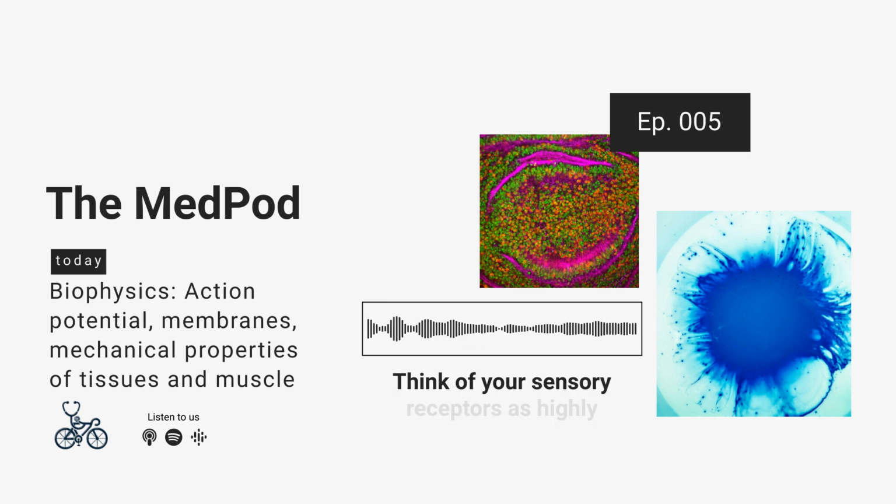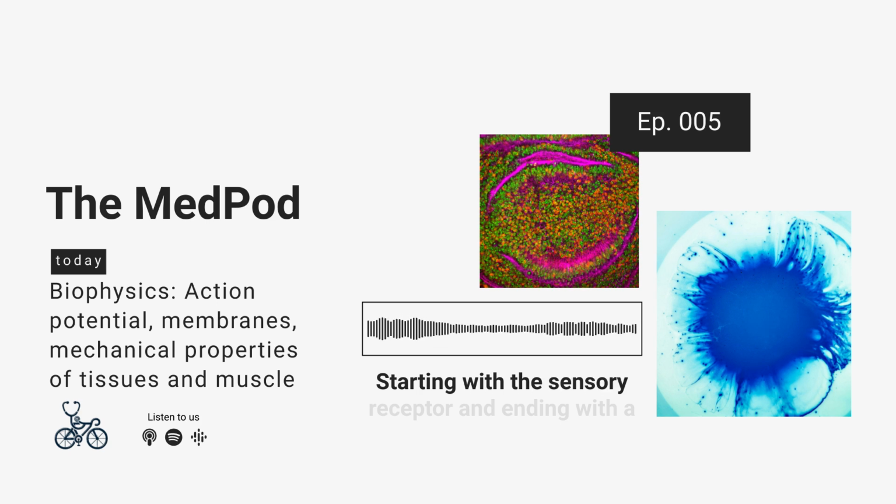Think of your sensory receptors as highly specialized antennas, each tuned to a specific type of stimulus. Light, sound, pressure, chemicals, you name it. When a stimulus is strong enough to activate a receptor, it triggers a cascade of events that leads to the generation of an action potential in a nearby nerve cell. So it's like a domino effect.